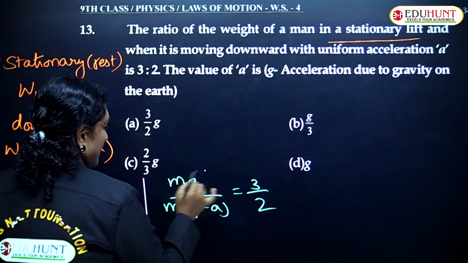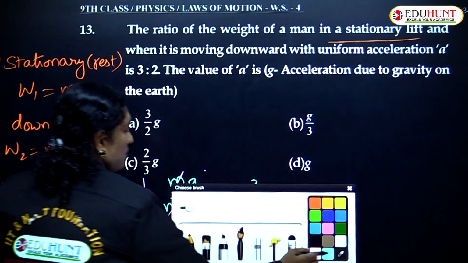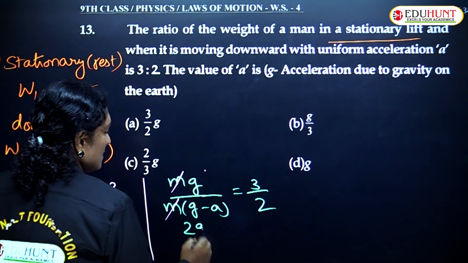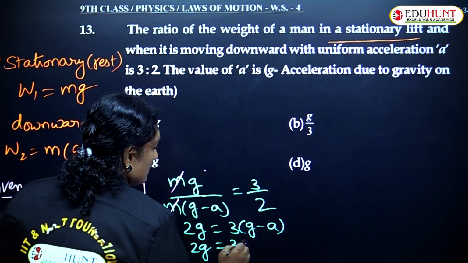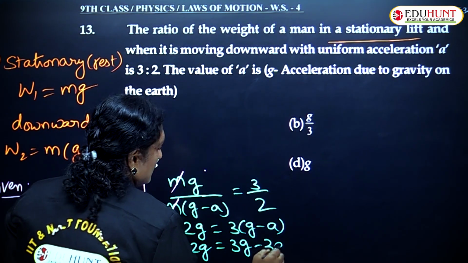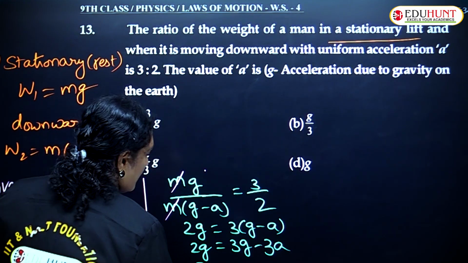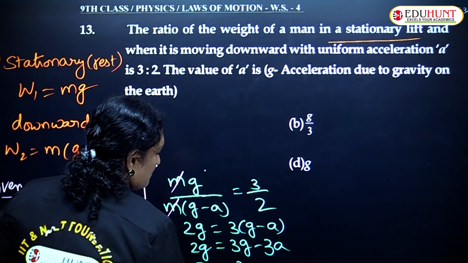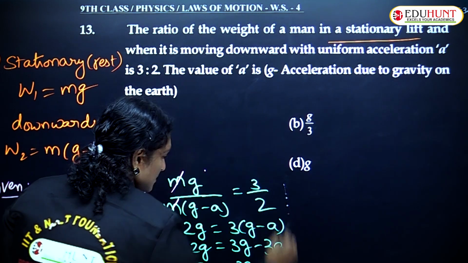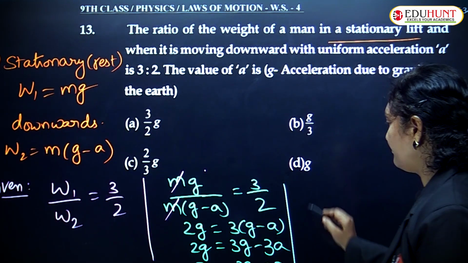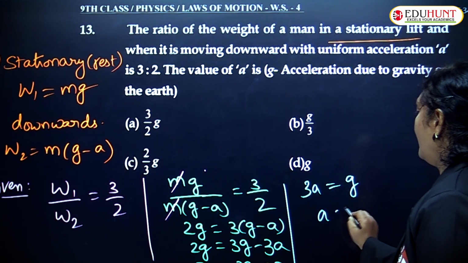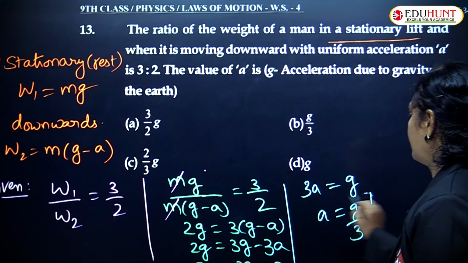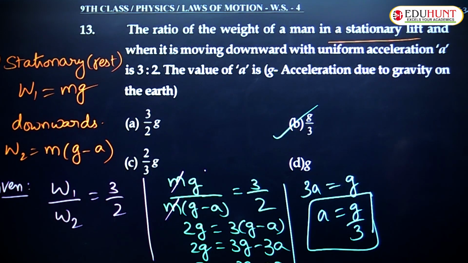So, solving here, m and m get cancelled. Cross multiply, you have 2g equals 3 times g minus a, or 2g equals 3g minus 3a. Bring the 3a to the other side and 2g here. This will be 3g minus 2g. Therefore, the value of 3a is equal to 3 minus 2, which is 1g, so a is found to be g by 3. Hence, the correct option is option B, that is g by 3.